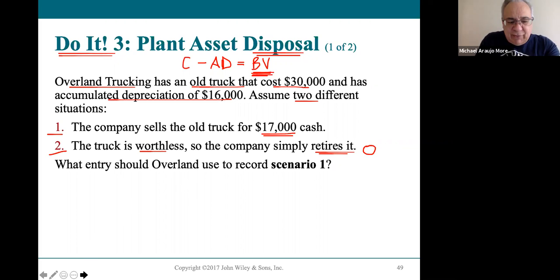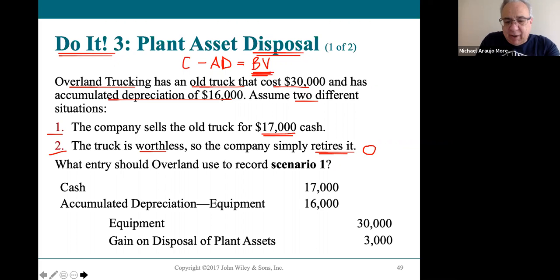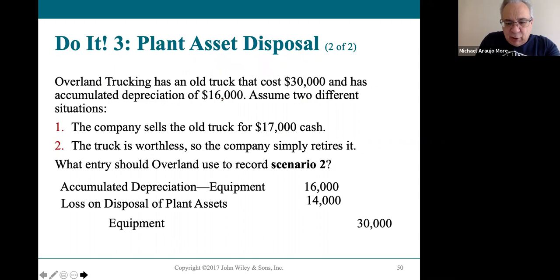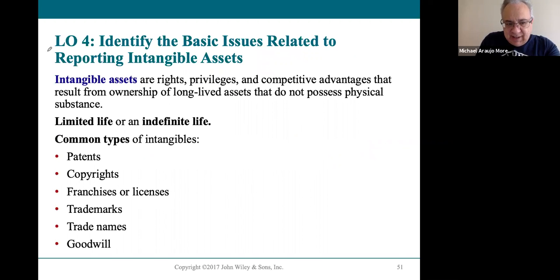Okay, so that's what you have to know. That's what you're going to have to be able to figure out. I'm not emphasizing the journal entries so much as the concept. You understand how these are disposed. You understand how to calculate your book value, compare it with proceeds, and see if you have a gain or a loss. And that gain or loss goes on the income statement.